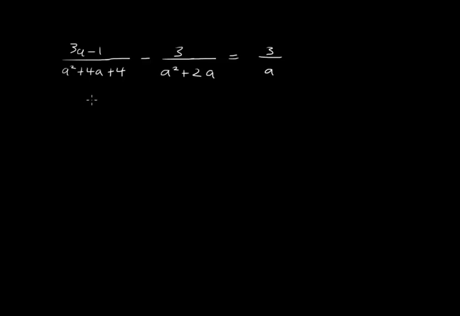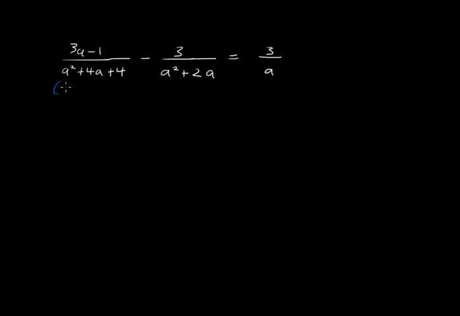Here we have an equation with rational expressions: 3a minus 1 over a squared plus 4a plus 4, minus 3 over a squared plus 2a, equals 3 over a. So these are just big fractions, and the way to clear a fraction in an equation is to multiply everything by the lowest common denominator. To find the lowest common denominator, you want to factor each of the denominators.